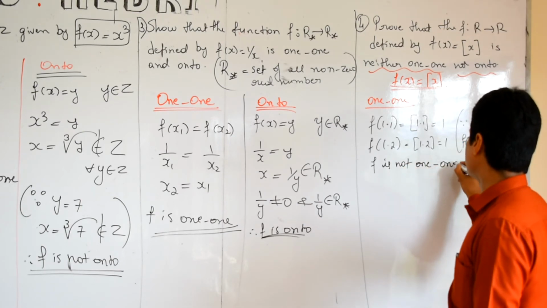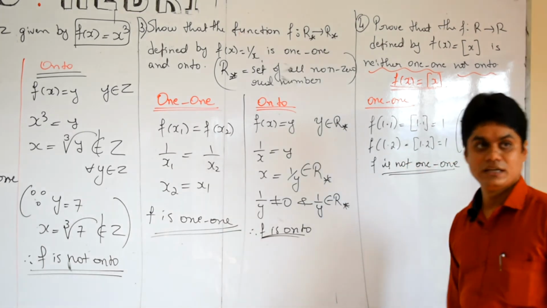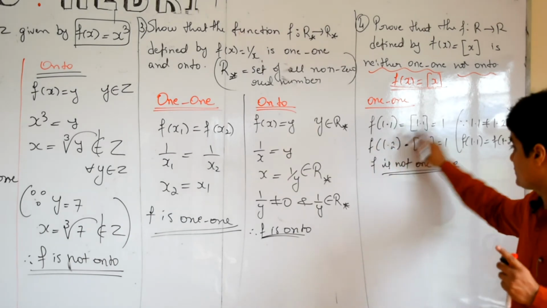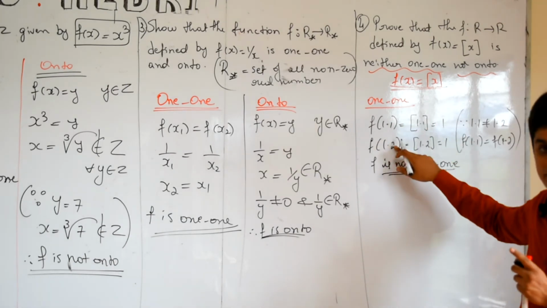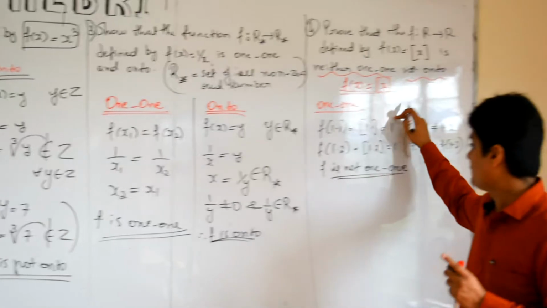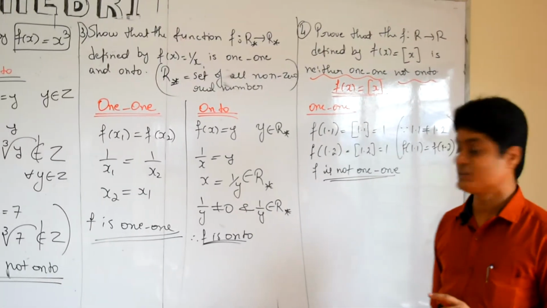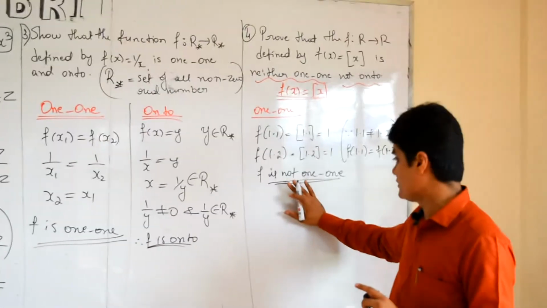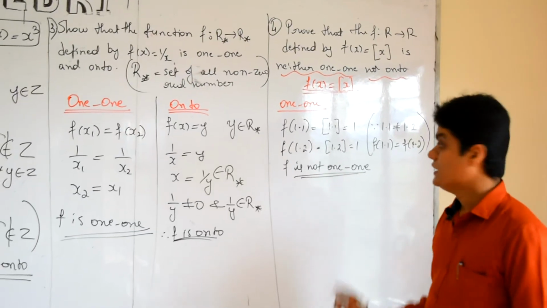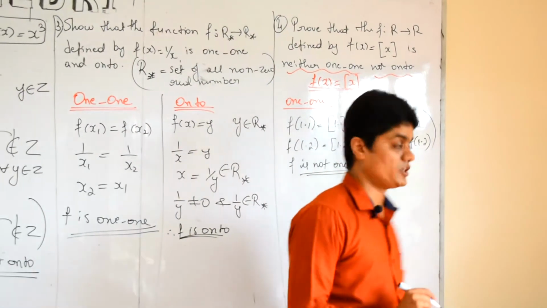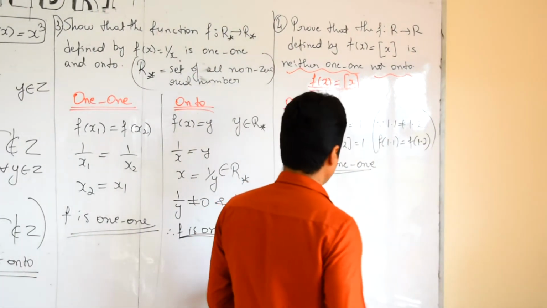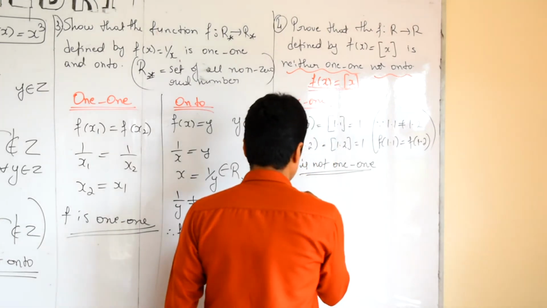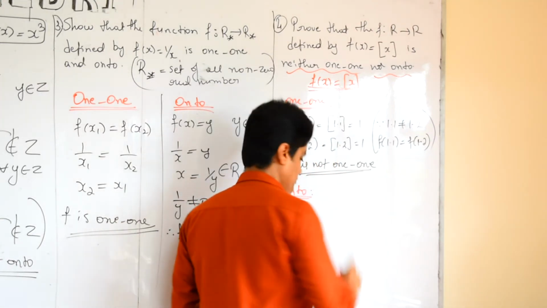Easy, one example is enough. Two different elements but images are the same. Such an example clearly shows that f is not 1-1. Now you have to check whether it is onto or not. I will use a different method, which we didn't use up to now in the previous problems.